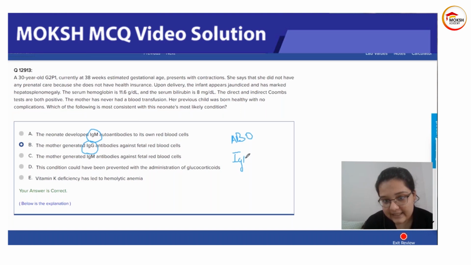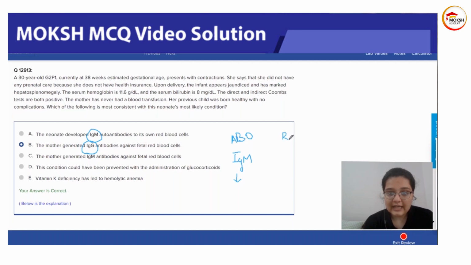IgM is a pentamer molecule. If you remember your biochemistry, it is a very big, it is a mega molecule. So it cannot cross the placenta. That is why ABO incompatibility in a mother and a baby rarely causes any kind of hemolysis. It can, under certain circumstances.